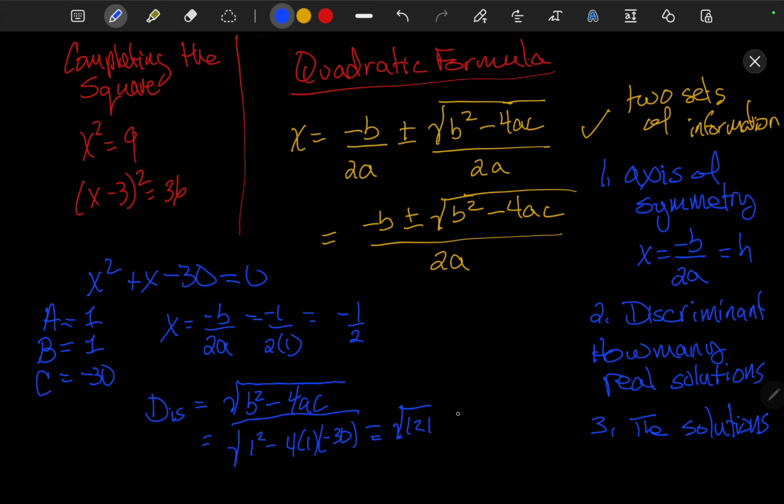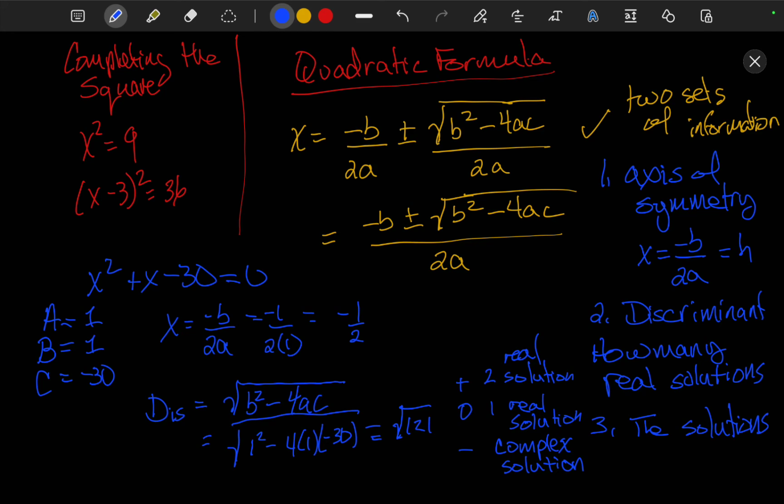Because it's positive, I have 2 real solutions. If it's equal to 0, 1 real solution. If it's negative, it has a complex solution, and we'll talk about those in our next class period. But right now, since this is positive, we can solve this using the quadratic formula.